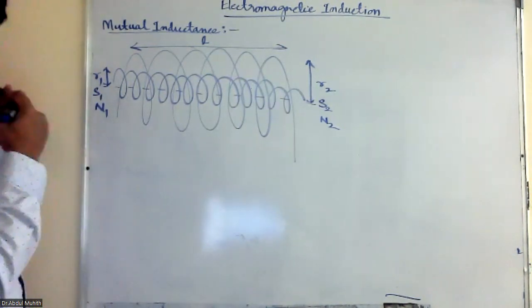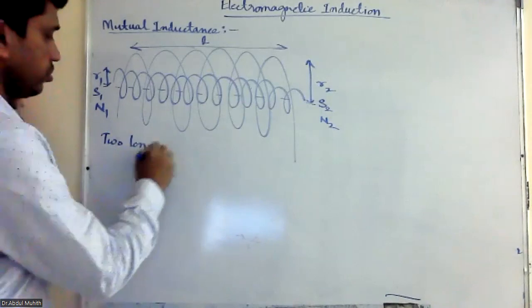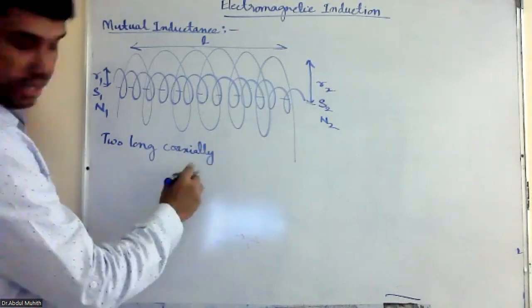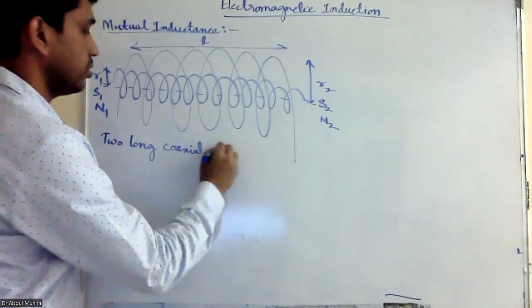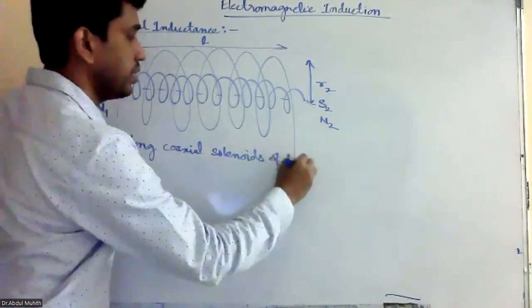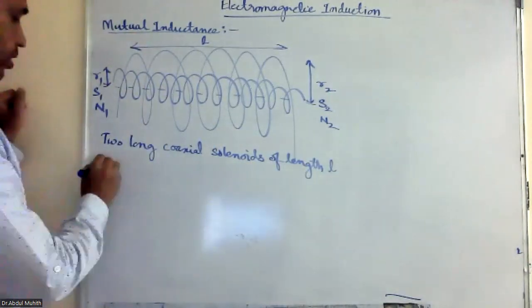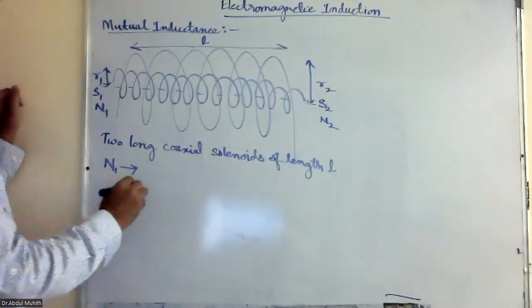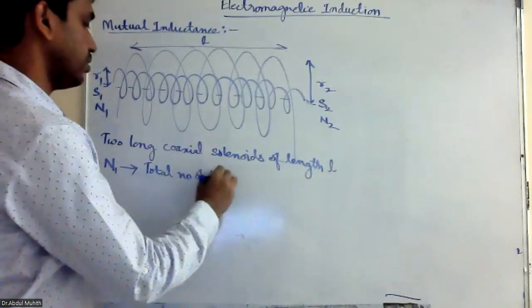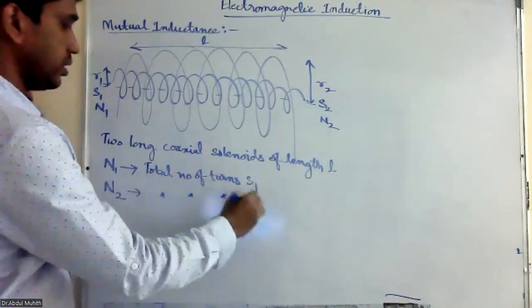Two long coaxial solenoids of length L. N1, capital N1, is the total number of turns of S1, and N2 is the total number of turns of S2.